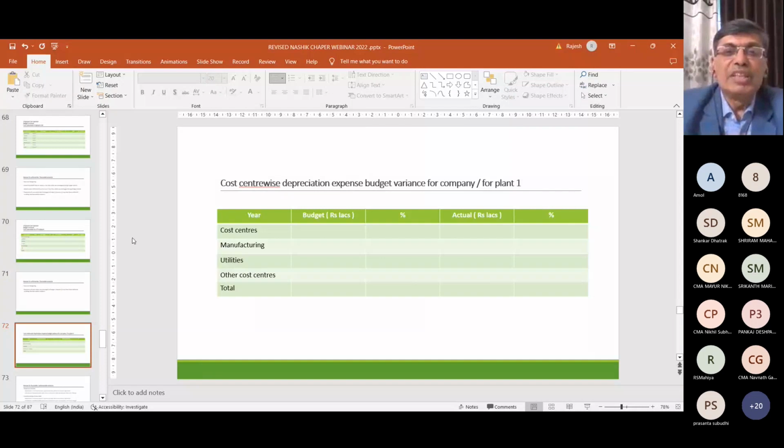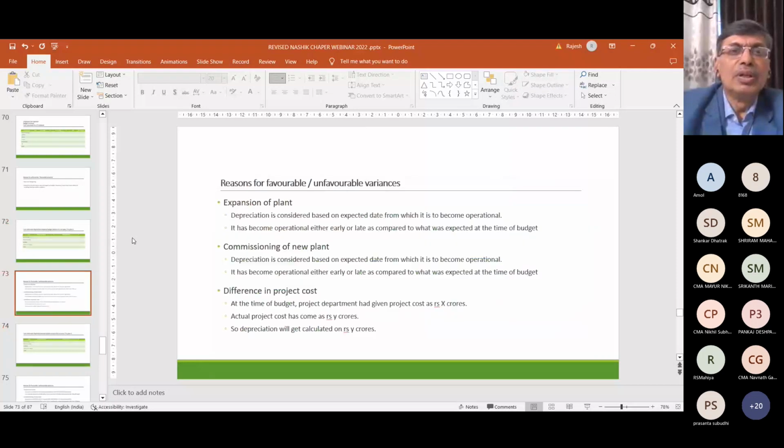And cost center wise depreciation budget. Here again, manufacturing cost centers, utility cost centers, and other cost centers will appear, and the budget for each cost center will appear for the budget period and actual. There will not be much difference between budget and actual. Now, reasons for favorable and unfavorable variances.